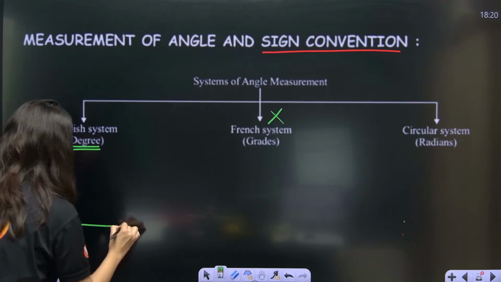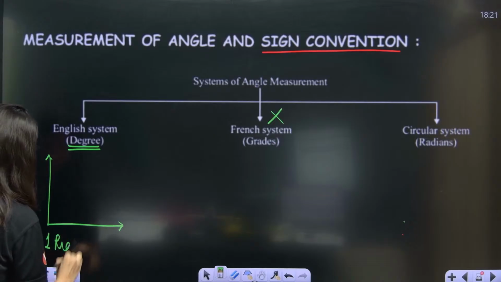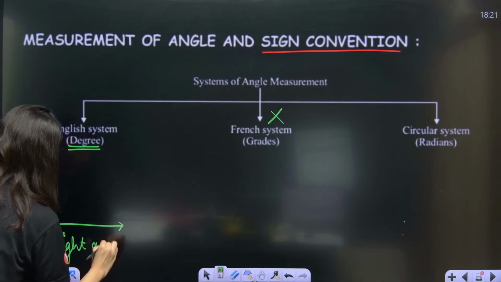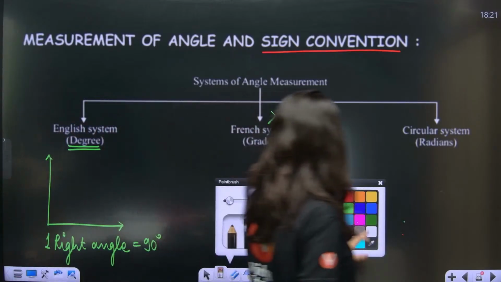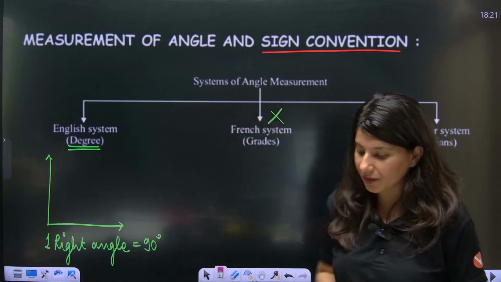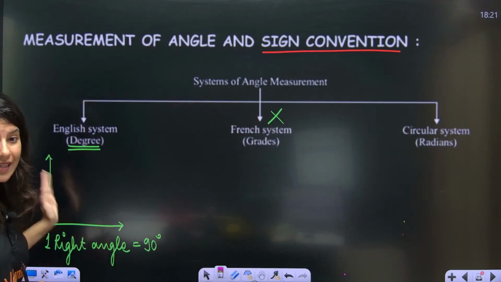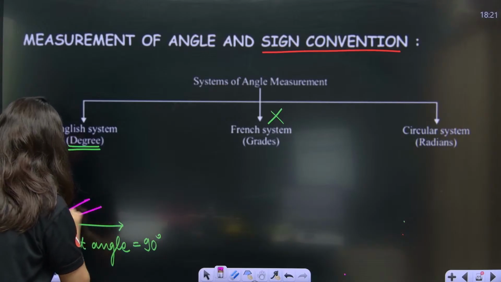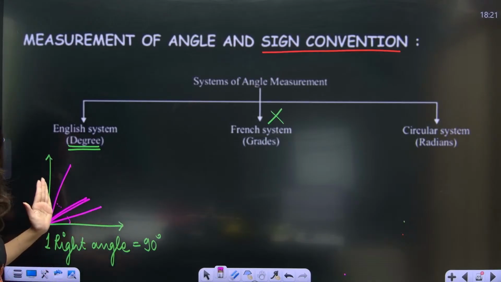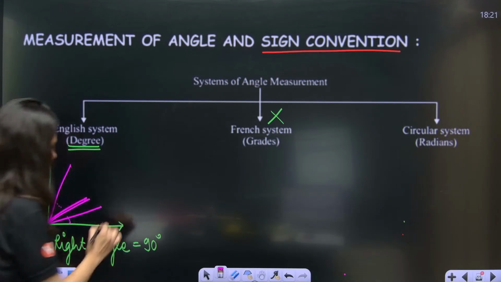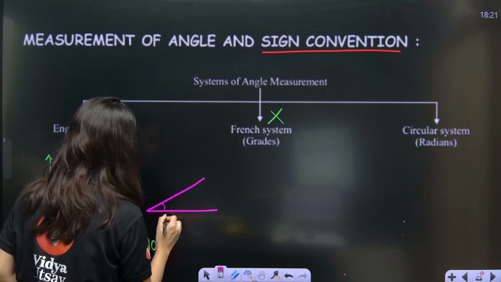Over here, can you tell me what this is? Don't you think this is one right angle? One right angle is nothing but 90 degrees. I am going to divide one right angle into 90 equal parts. Can you see the 90 equal parts? So one part will represent what? 1 degree. This is your 1 degree.